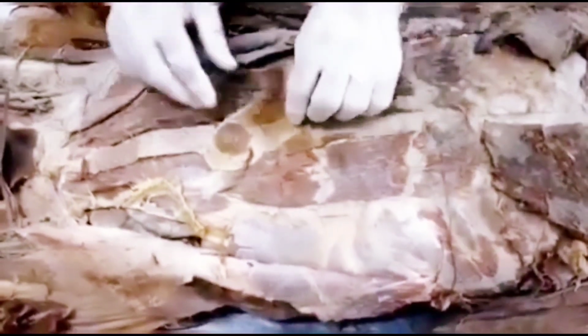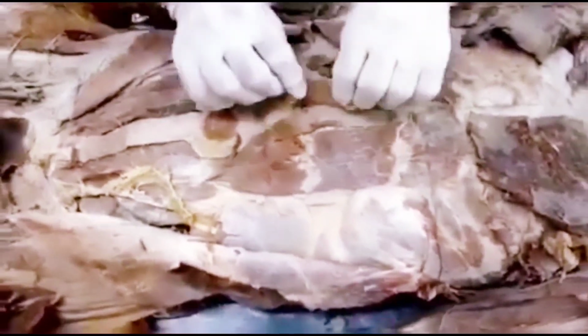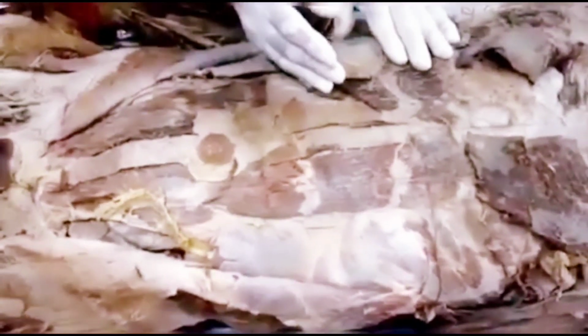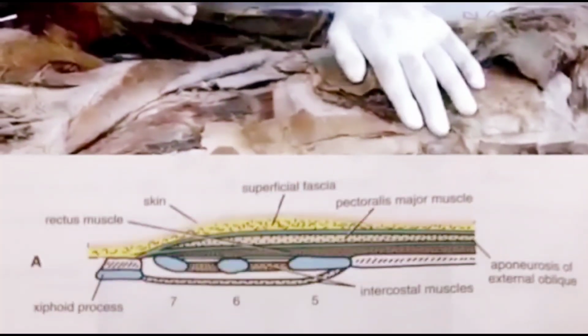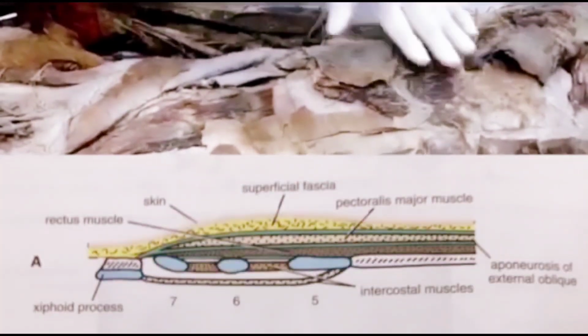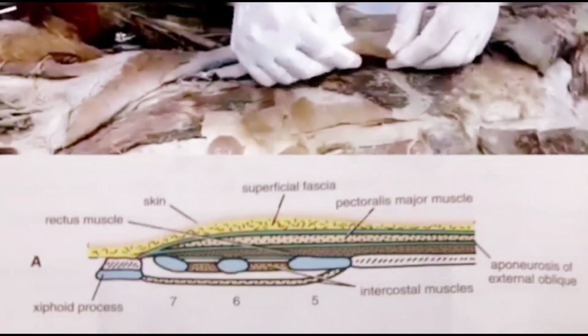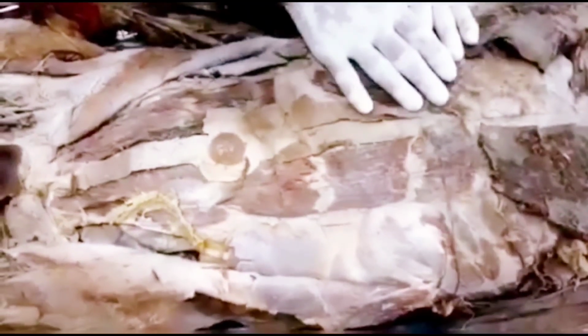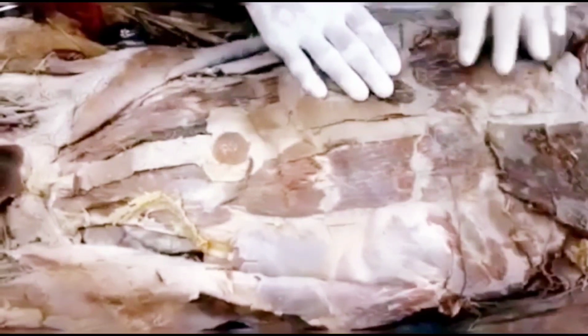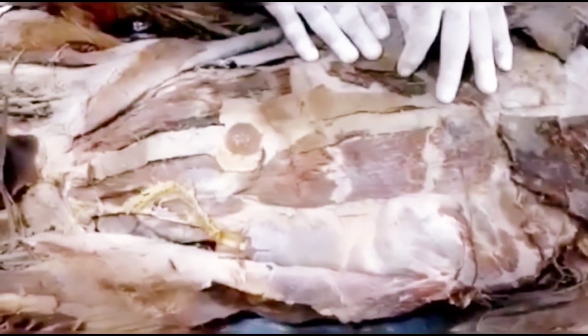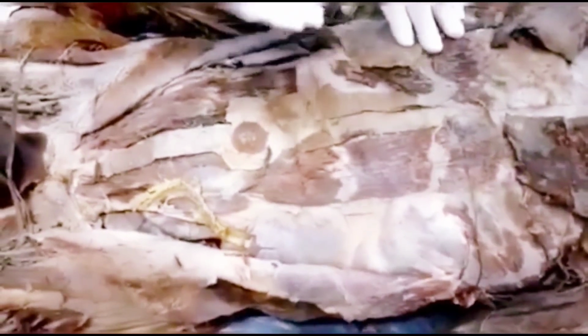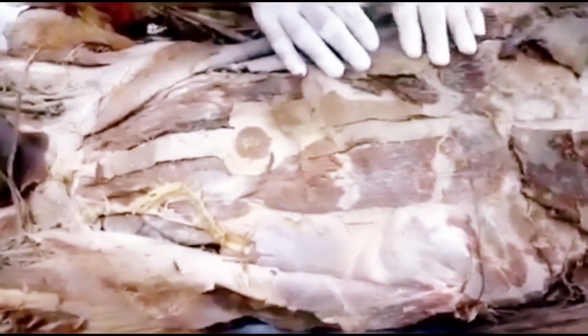Now, there are three levels. One level is above the costal margin. Above the costal margin, the rectus sheath anteriorly is formed by the aponeurosis of the external oblique only. And posteriorly, as the muscle is attached to the 5th, 6th, and 7th rib costal cartilages, the posterior layer of the rectus sheath is absent here.